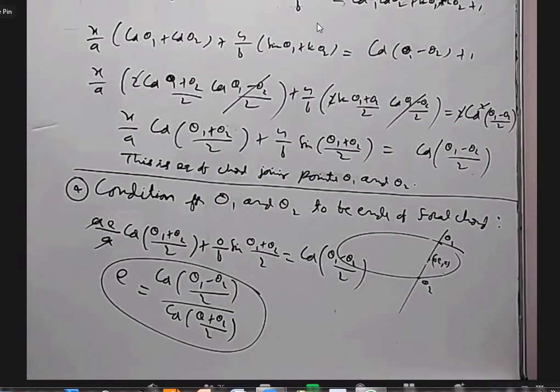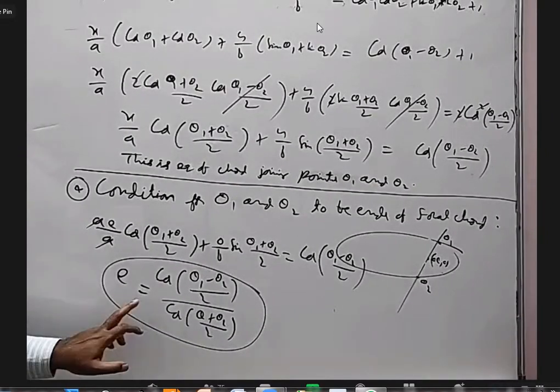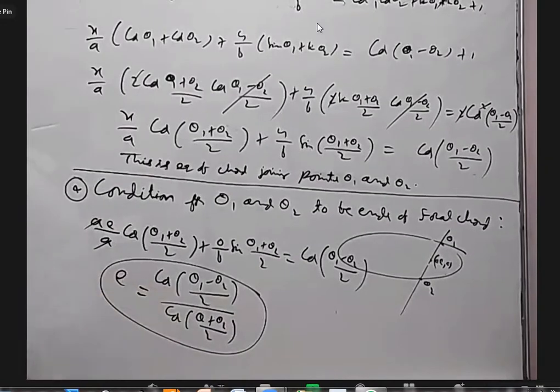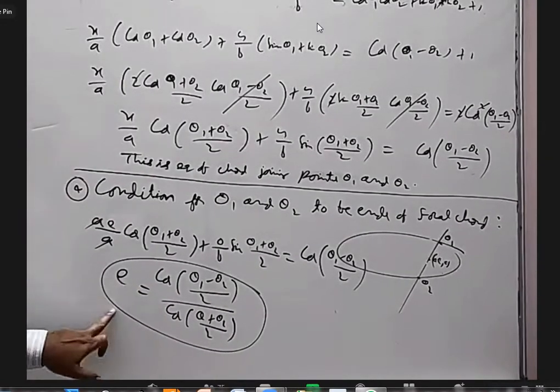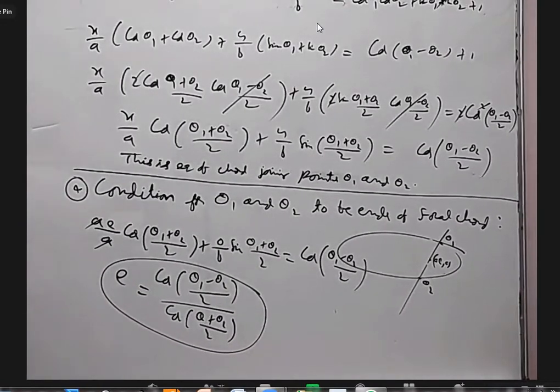Now, whatever condition I got just now, I'm going to use componendo and dividendo on both sides. It gives me another condition. Write E as E by 1 and apply componendo and dividendo.